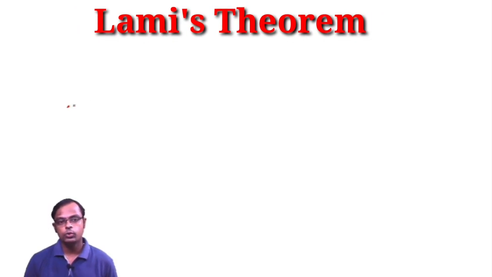This is a point O on a body. There are many forces acting. Say one force is acting in this direction. It should be a straight line, okay? So this is one force, say it as F1 vector.